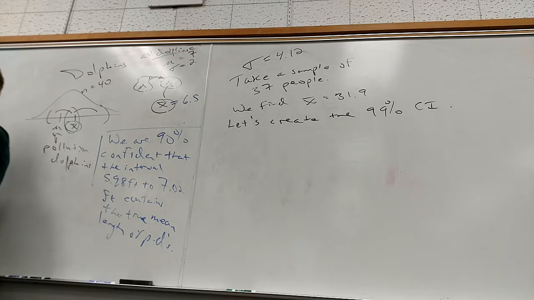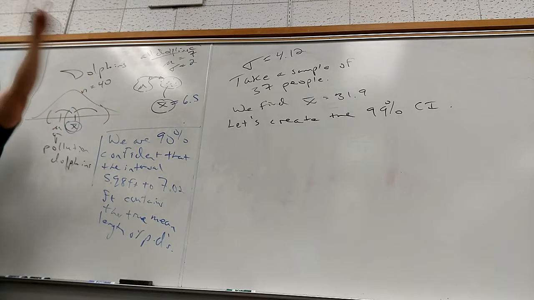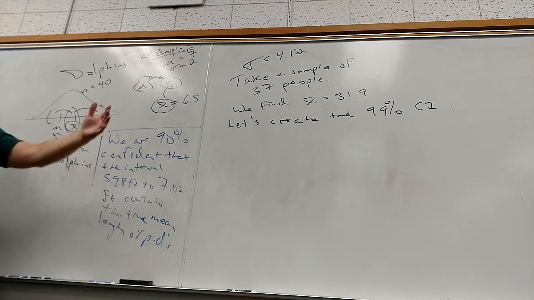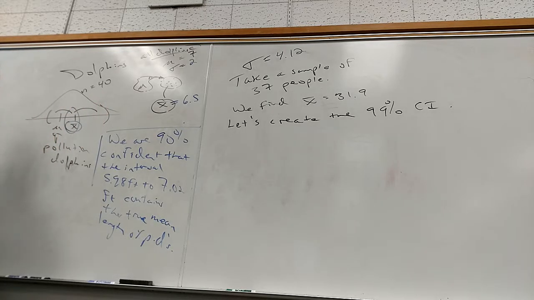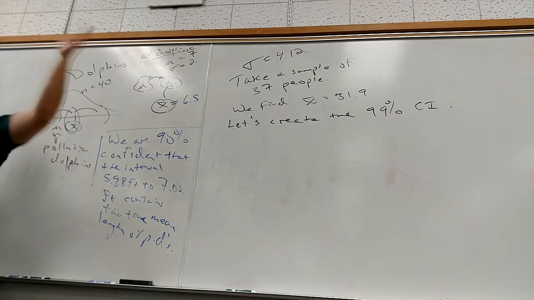So we're going to end up with three confidence interval formulas. One of them is going to be for a mean with sigma. One of them is going to be for a mean when I don't know sigma, I only have S. And then the last one is going to be for percentages. Going to have P's and Q's in there.